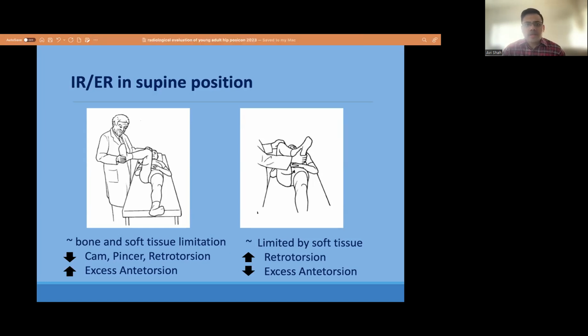So internal rotation, usually when you check in flexion, if there is some limitation, there is usually a bony or a soft tissue component which may be associated, and it reduces with cam, pincer, and retroversion type of FAI, and can be more if you have excessive anteversion. Similarly, external rotation, when checked in the supine position in flexion, is usually limited by soft tissue. That is, either it can be if there's an implant or a bursa or the musculature associated with the external rotation. It increases with retroversion and reduces with excessive anteversion.